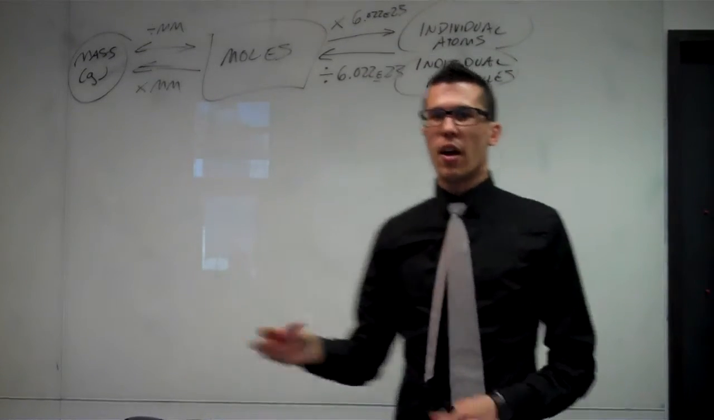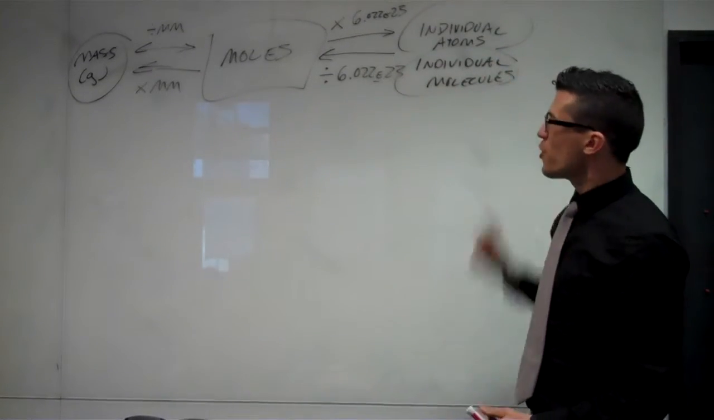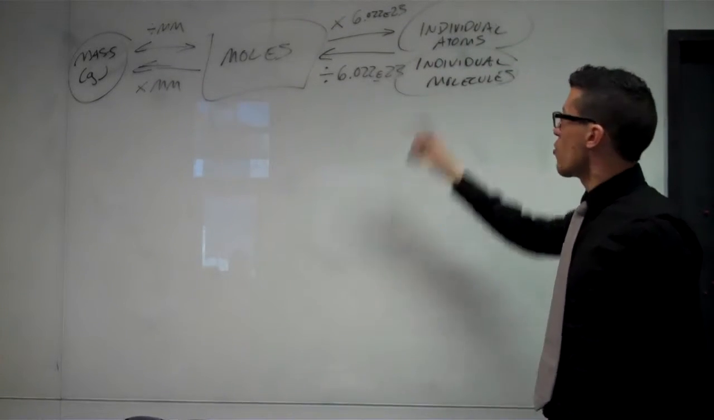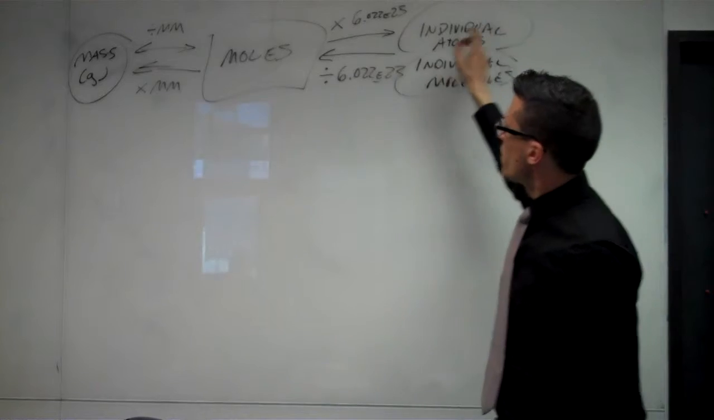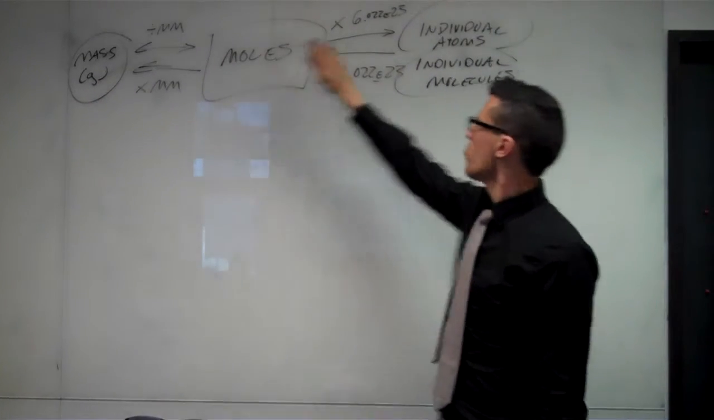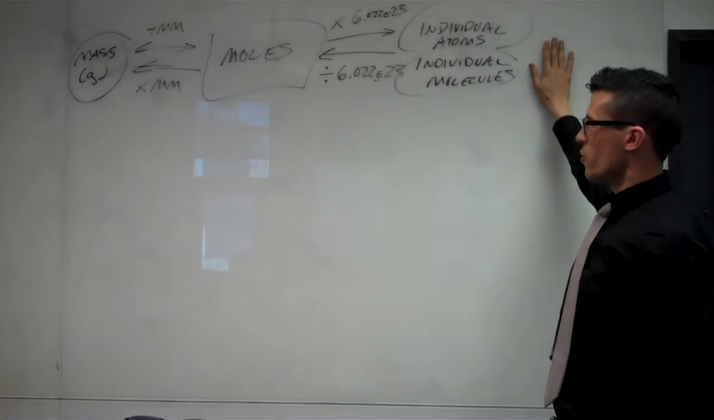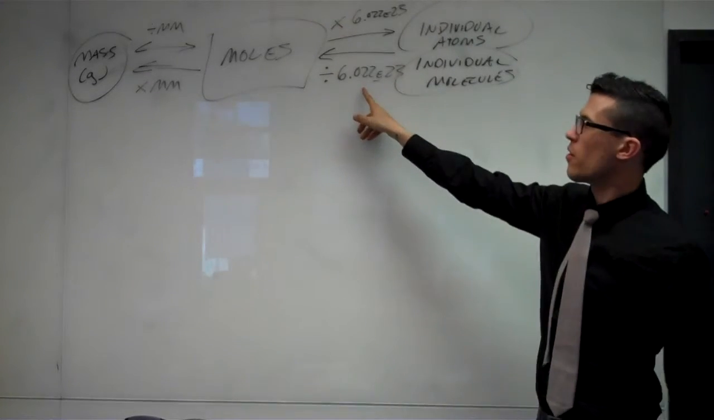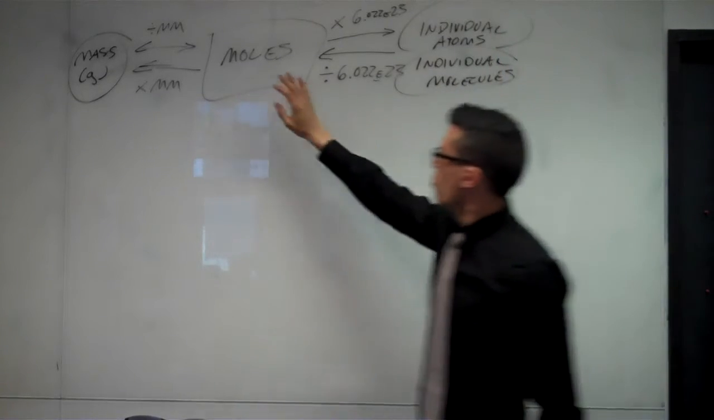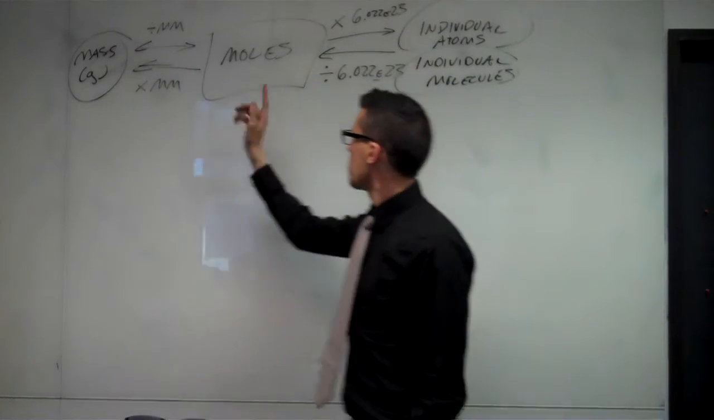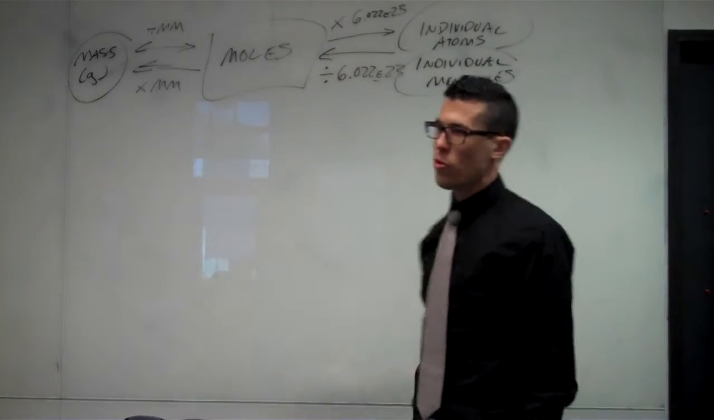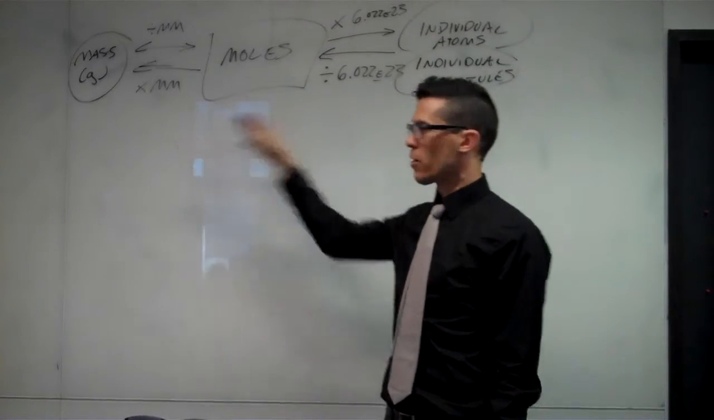I can say, for instance, convert individual atoms of carbon into grams of carbon, and you can do that by going from here to here to here. I can say, go from moles to individual molecules, and you can do that by multiplying by this number. I can say go from moles to grams, or grams to moles, or grams to individual atoms or molecules. Those are all the ways I can ask you questions about conversions.